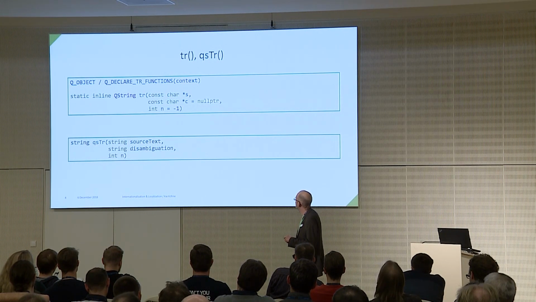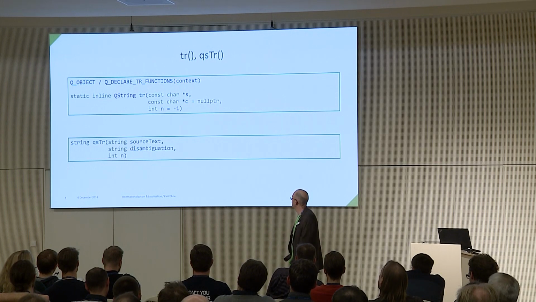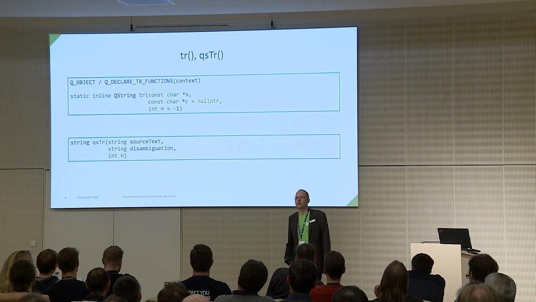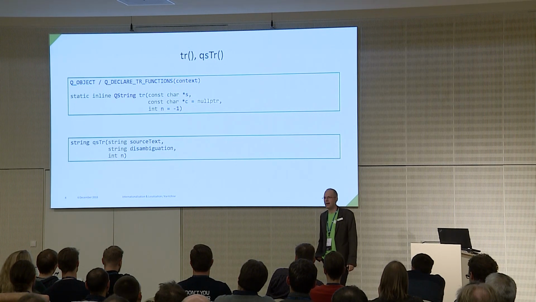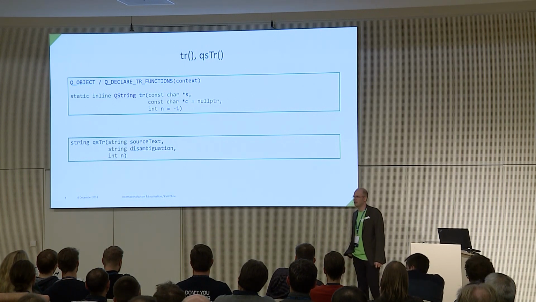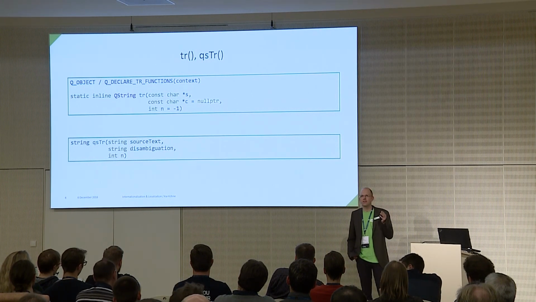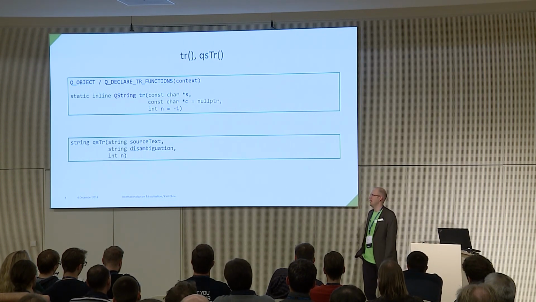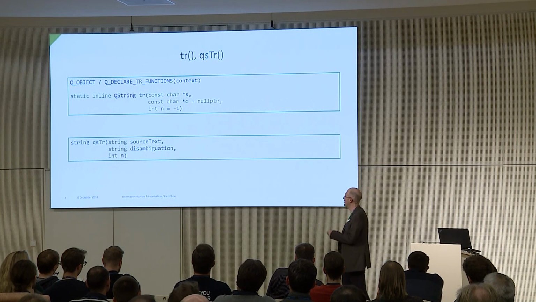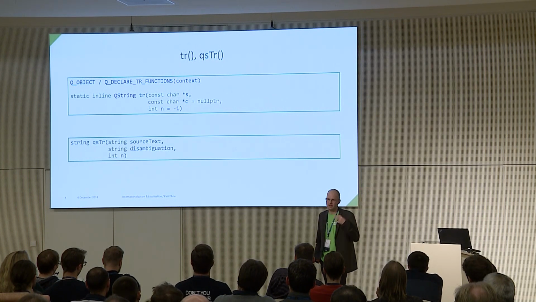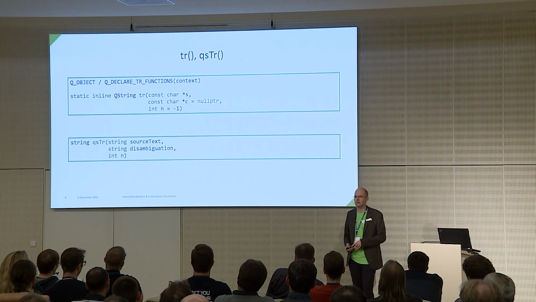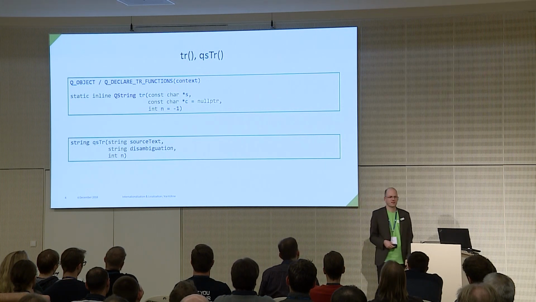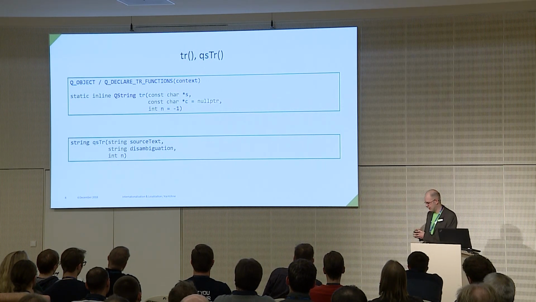The more interesting argument is actually an integer, and that's for plural forms. Why? Because often you have dialogues like one file copied, two files copied. You notice there is a plural form. And the TR toolchain can actually be used to localize that and not write file parenthesis s. We come to an example of that in a second.